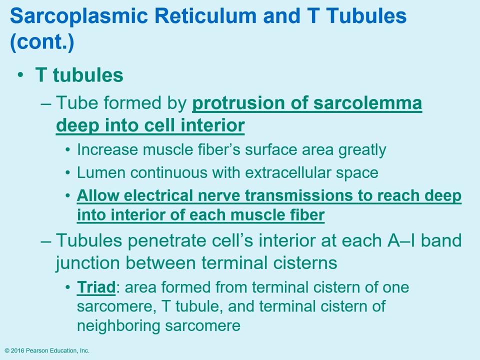The T-tubules are like these little channels or tubes that extend from the surface to the interior of the cell. So you have these little tubes from the surface extending in. And what we refer to as a triad is where you have a T-tubule, and on either side of it you're going to have the terminal cisterns, which is where the calcium is stored in the sarcoplasmic reticulum.